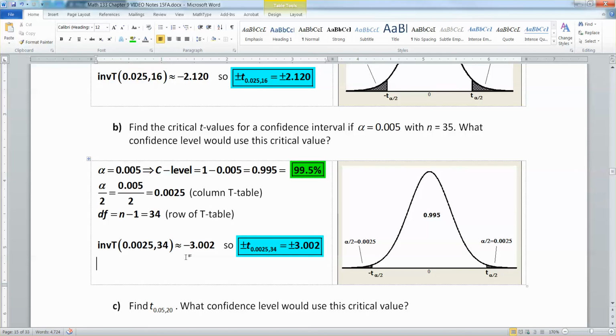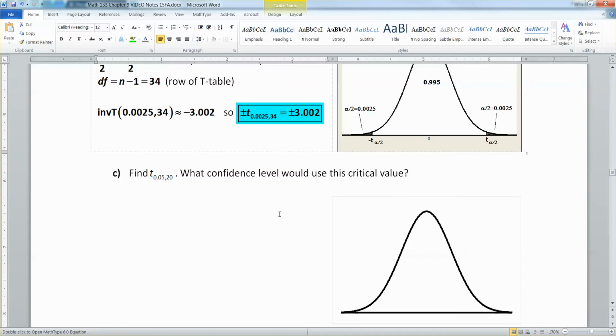But again, you don't have to worry about it. You can just find the one on the left with 0.0025 and then just put plus or minus on it to get both of them. All right, so we answered both questions. The critical values would be 3.002 plus or minus, and then the confidence level is 99.5%.